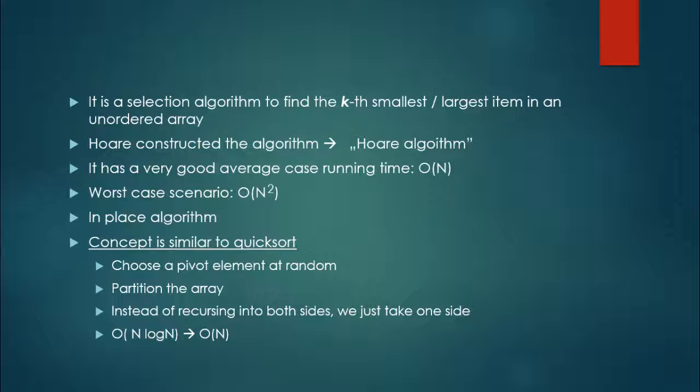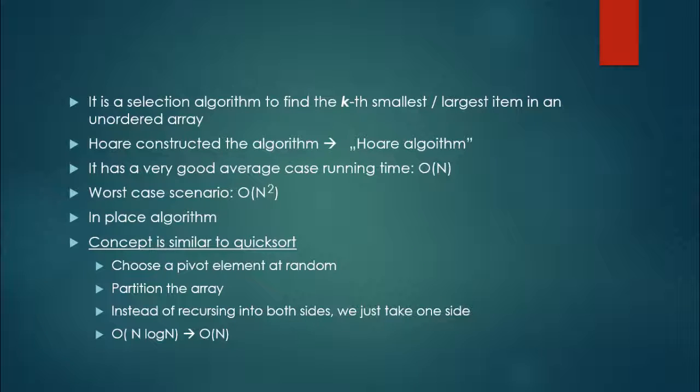Hoare constructed the algorithm, so that's why Quickselect is often called the Hoare algorithm. It has a very good average case running time, O(n), so linear time complexity, but the worst case scenario is quadratic, O(n squared). It's very important that this is an in-place algorithm, so we do not need any extra memory.